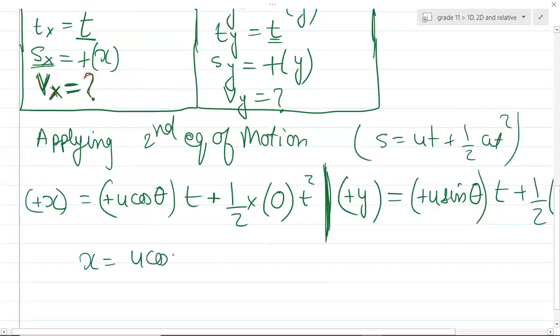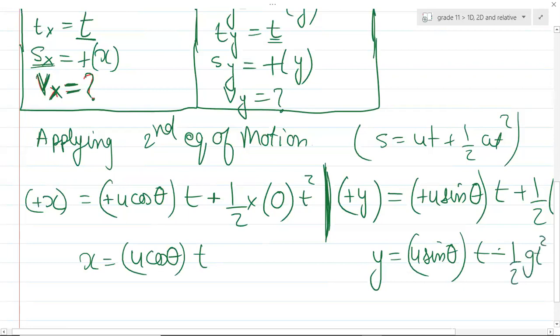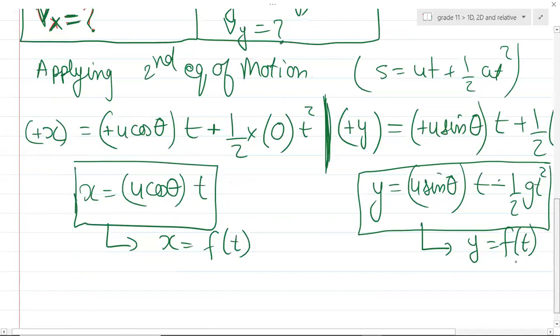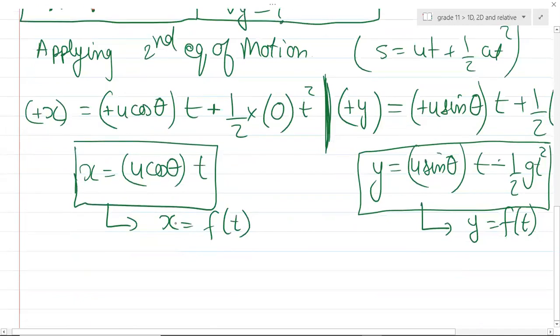So from here, x will be equal to u cos theta multiplied by t, and y will be equal to u sine theta into t minus half g t square. This is your x coordinate as a function of time, and this is your y coordinate as a function of time. Can you see the x coordinate and y coordinate as a function of time? Yes or no? Write it down fast. And if you're done writing, just let me continue then. Are you done writing? I'm done.